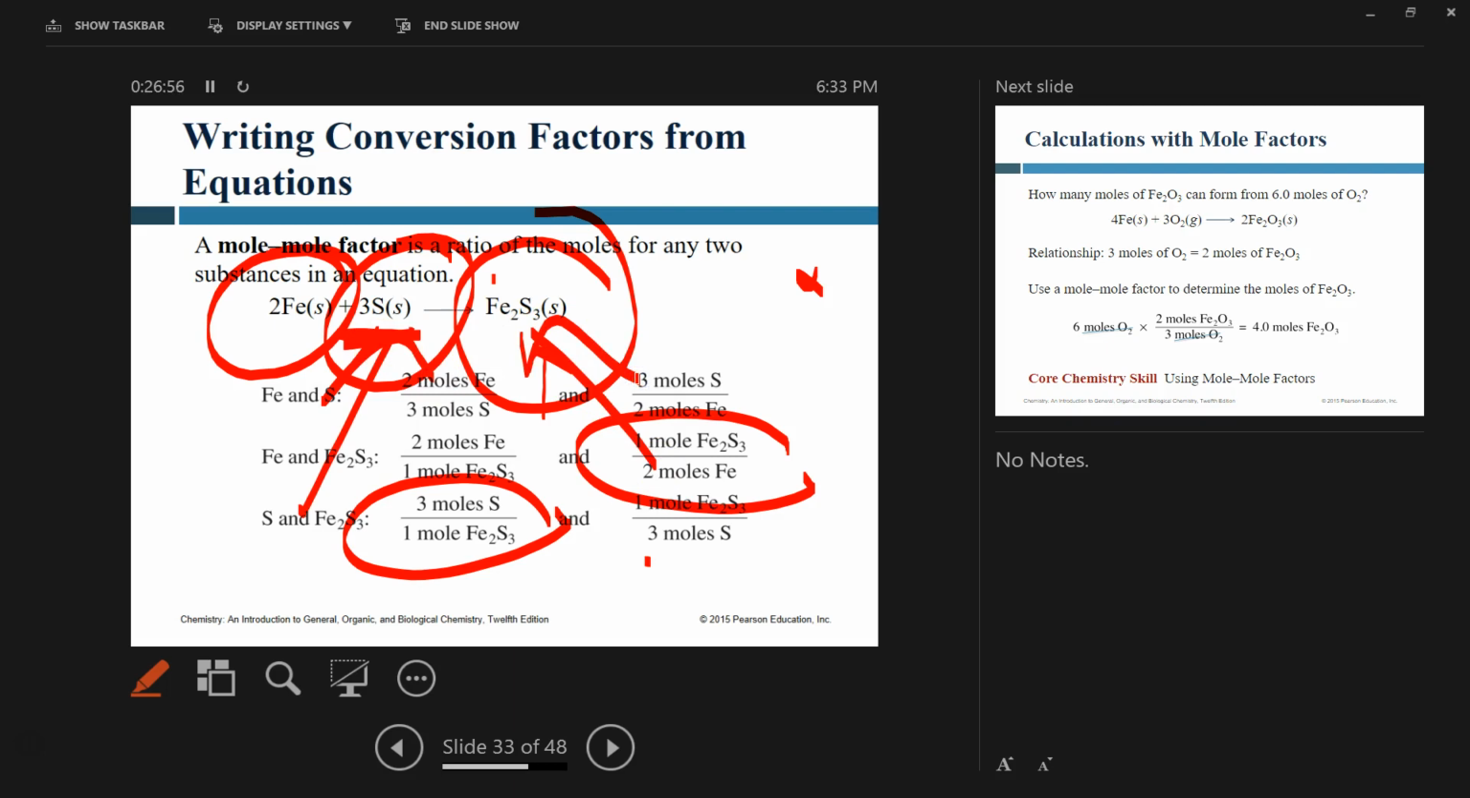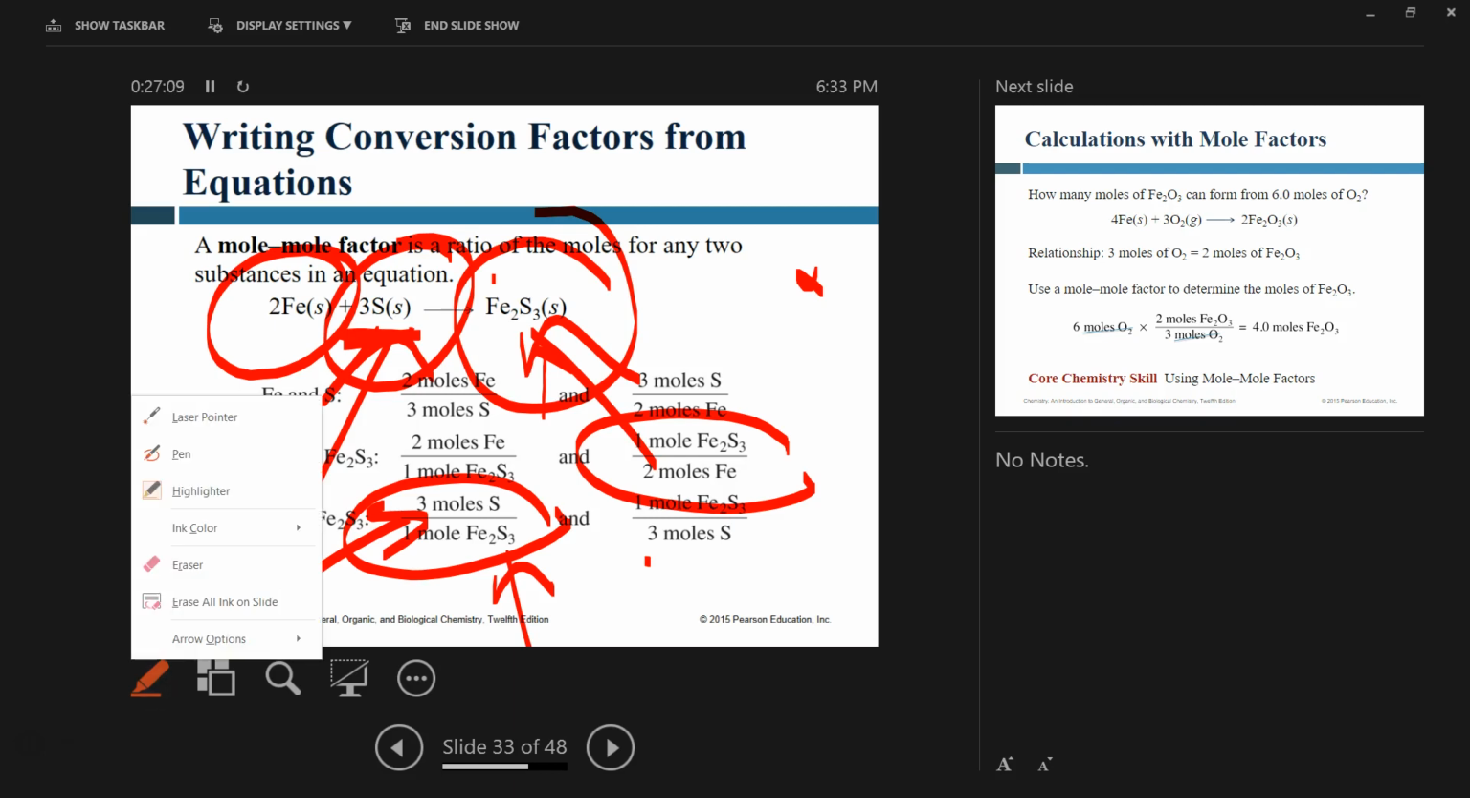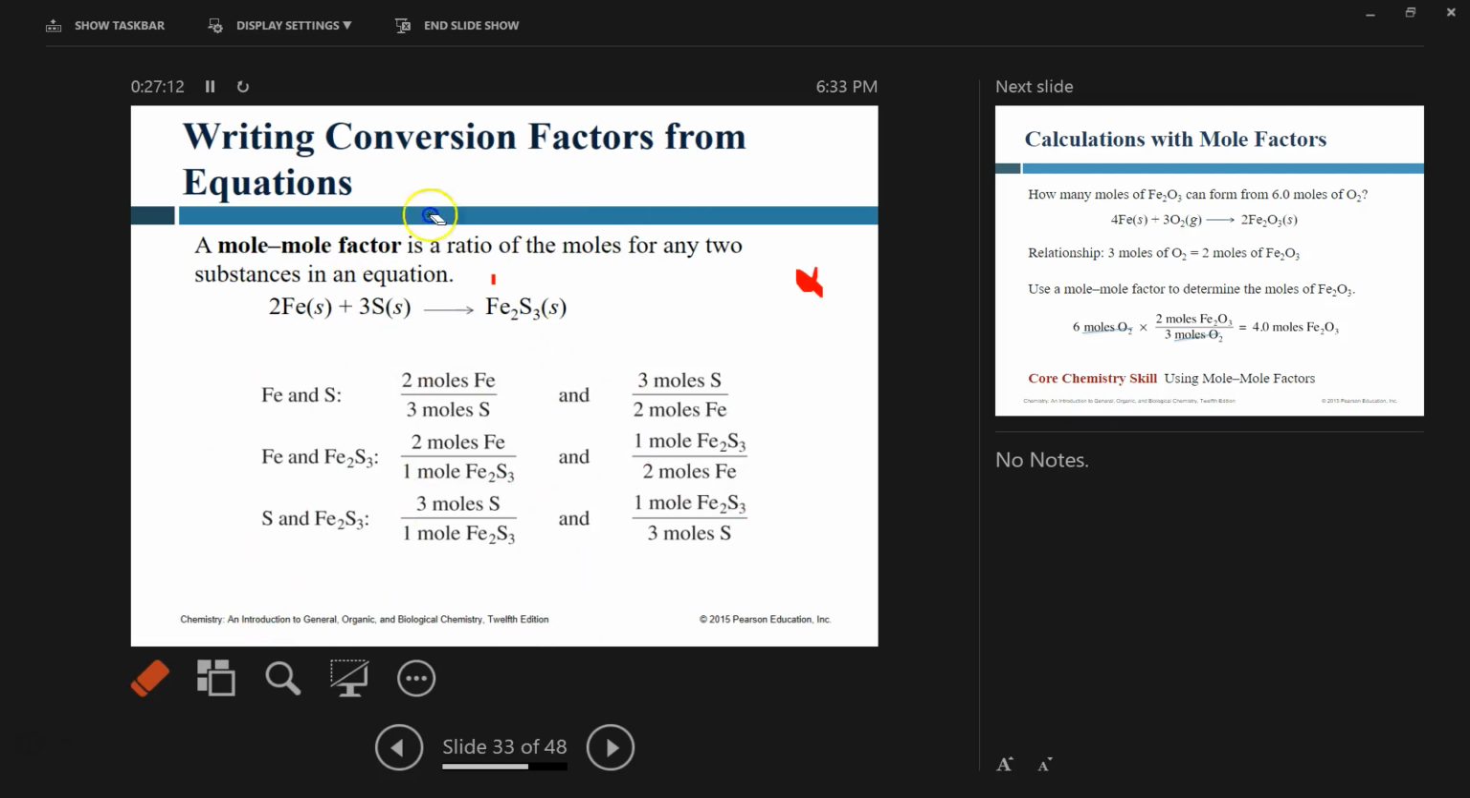Iron didn't go anywhere. It just tells you that in one bag, you have 3 oranges. It doesn't tell you anything about the apples. It's the conversion factor for sulfur versus iron sulfide. It doesn't involve iron at all. Iron is here. Does that make sense? It's just a different conversion factor. You cannot make a conversion factor with 3 different categories. Does that make sense? Okay.